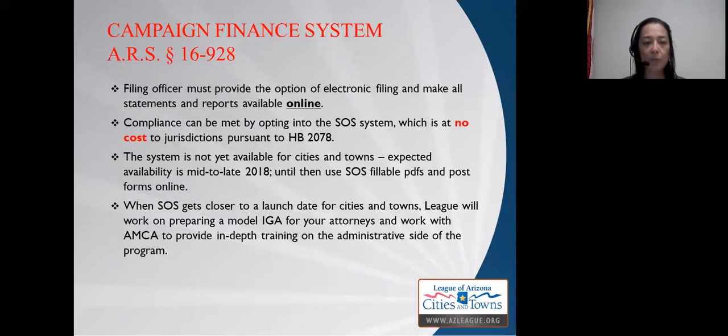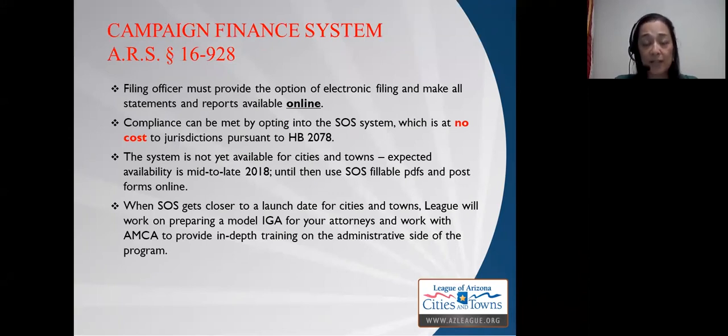Okay. So the last part here has to do with the campaign finance system. Just to give you an update. I know we've heard varying time frames, and the system still is not available for us. I believe it should be available for the state and legislative candidates now or approximately soon for this election cycle, but they are still working on it for the local jurisdictions.